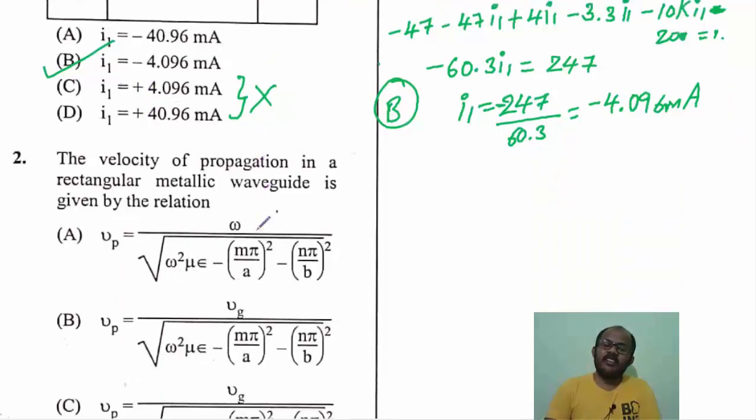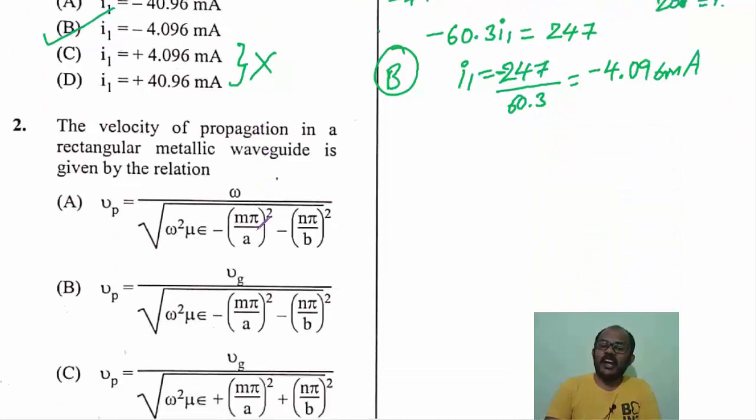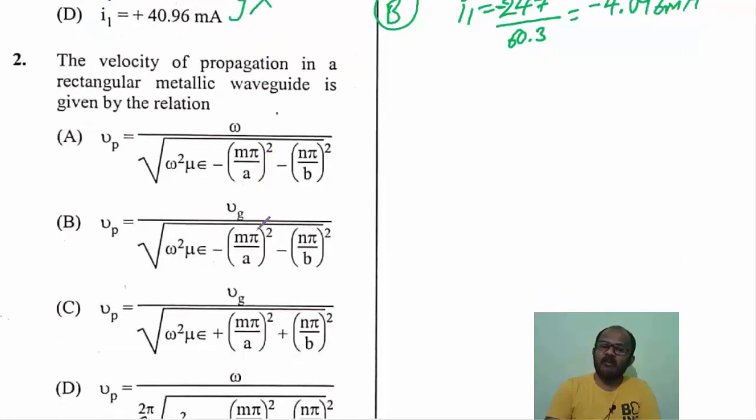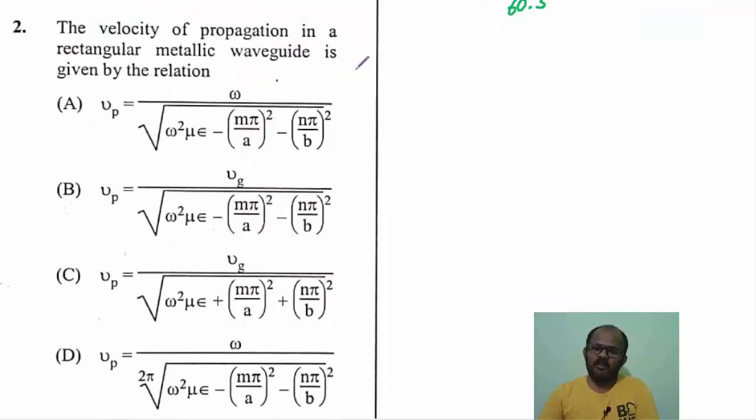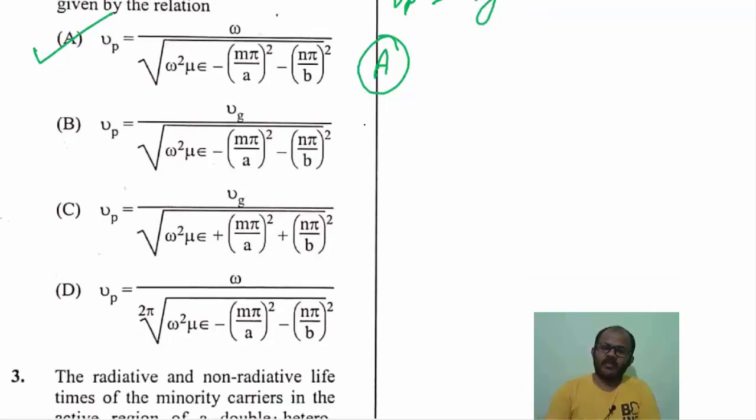Second question, what they have given is the velocity of propagation in a rectangular metallic waveguide is given by, and they have given 4 expressions for Vp. What does Vp stand for? It is phase velocity. We know that phase velocity is always greater than or equal to group velocity. So in the metallic waveguide, Vp is given by omega divided by under root of omega square mu epsilon minus (m pi by a) the whole square minus (n pi by b) the whole square. So the option that follows is A.